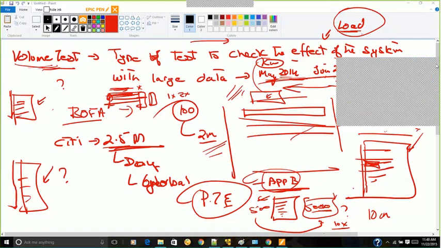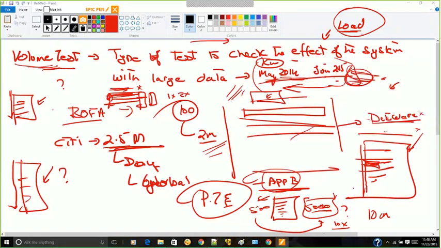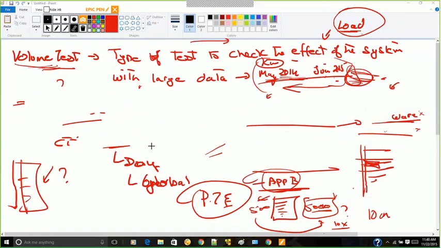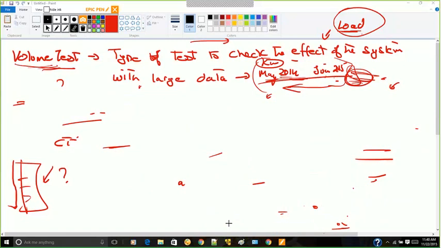Fine. Now we know what volume test means. It is a type of test to check the effect on the system and the application when there is a large amount of data. So let's see what the next type of test is.